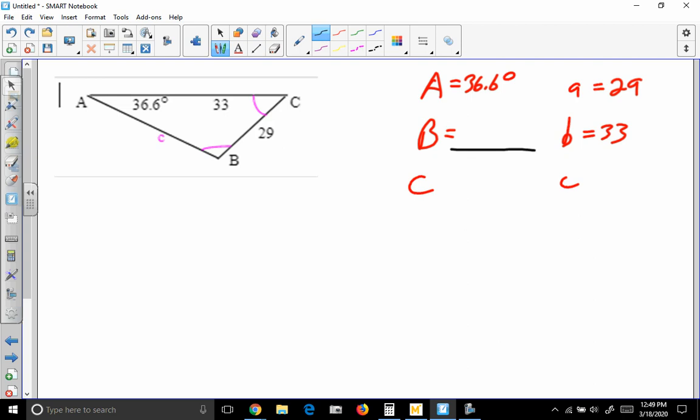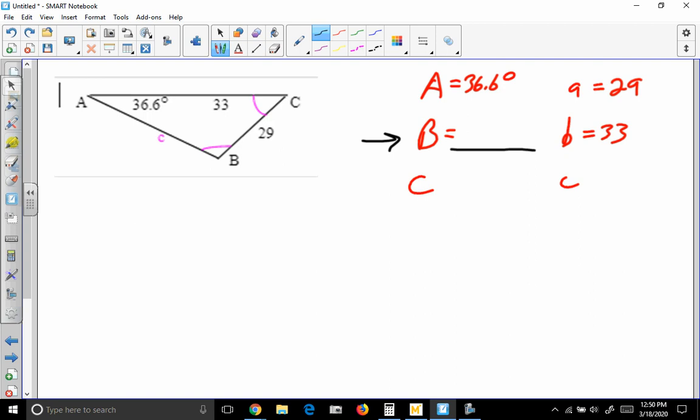Now this is a situation, side side angle, where it's ambiguous. Meaning, to begin with, we don't know if there's going to be one solution, two solutions, or no solution. Anytime that we use law of sine, then the first thing we find is an angle, then we could potentially have two solutions, but it's also possible that there's not a solution. So let's see why two solutions.